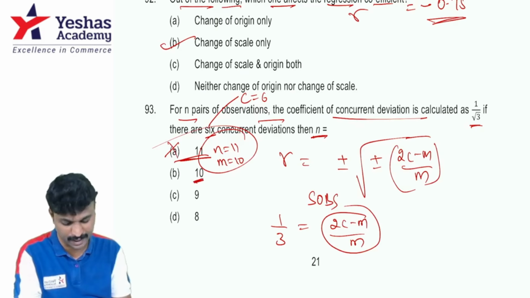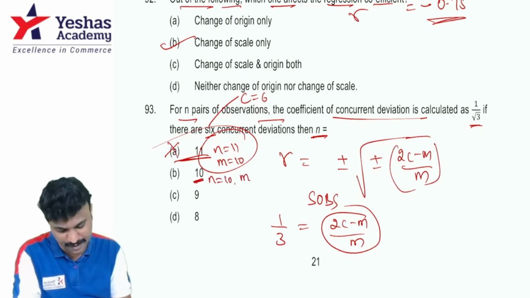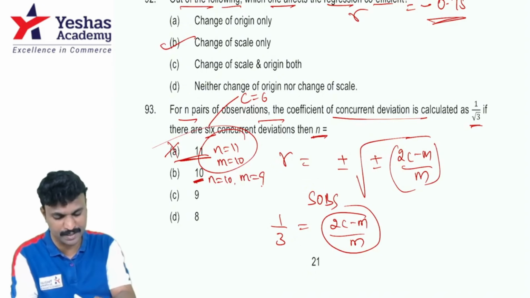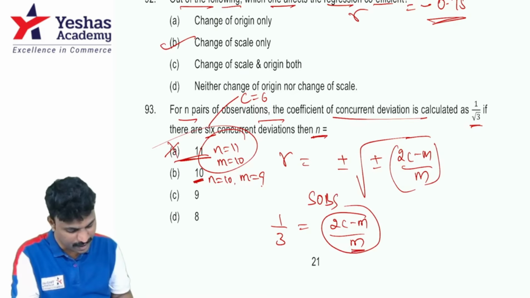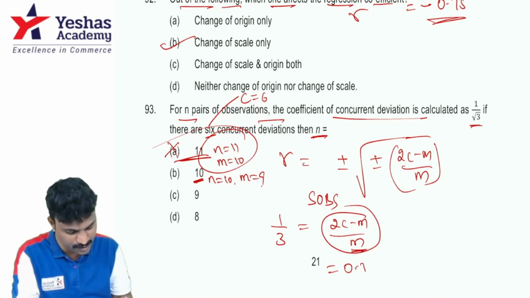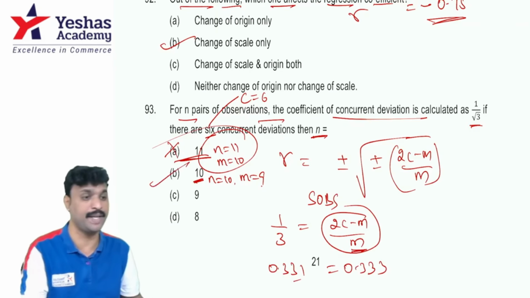Option B, if I hit, if n is equal to 10, m is equal to how much? 9. So 2 into 6 is 12 minus 9 divided by m value, which is 9 again, which is 0.3333. So even 1 by 3 is also 0.3333. Option B is the right answer.